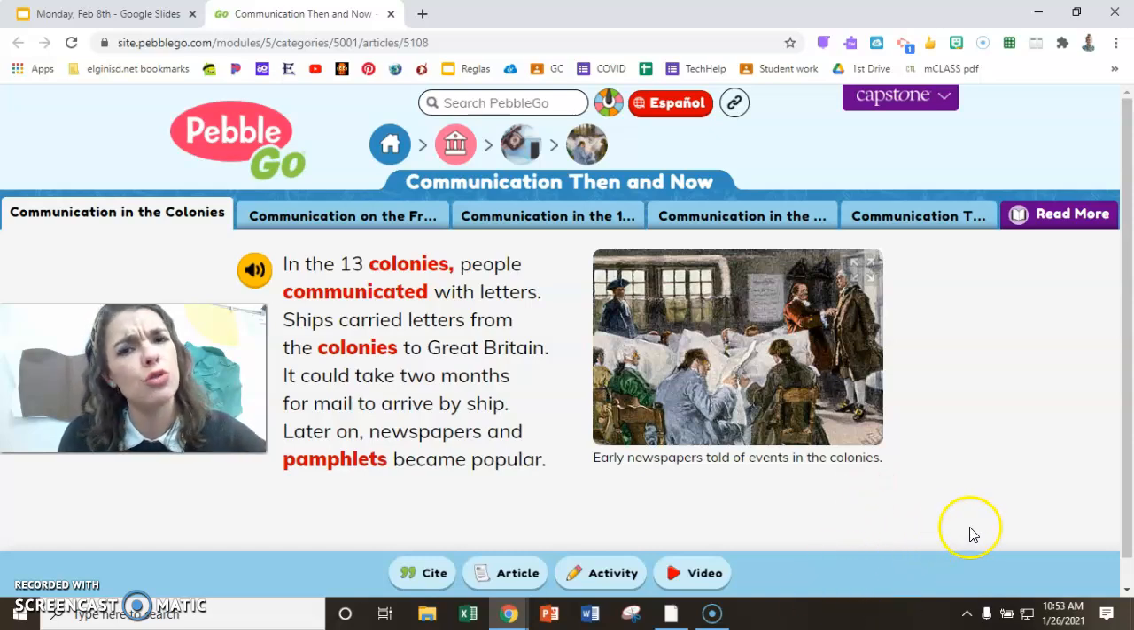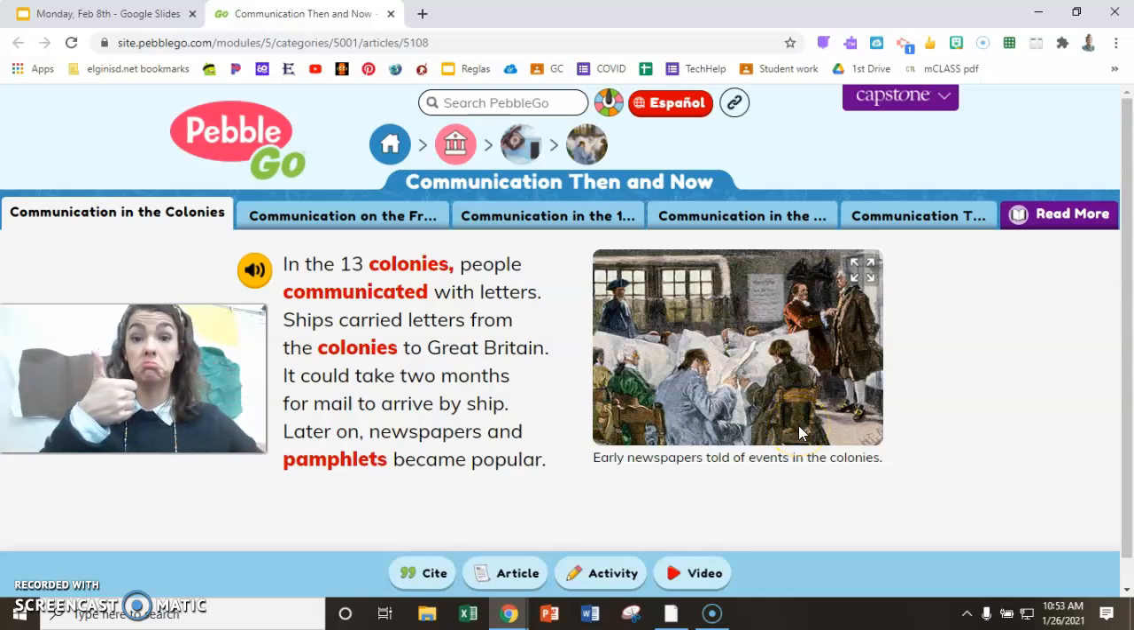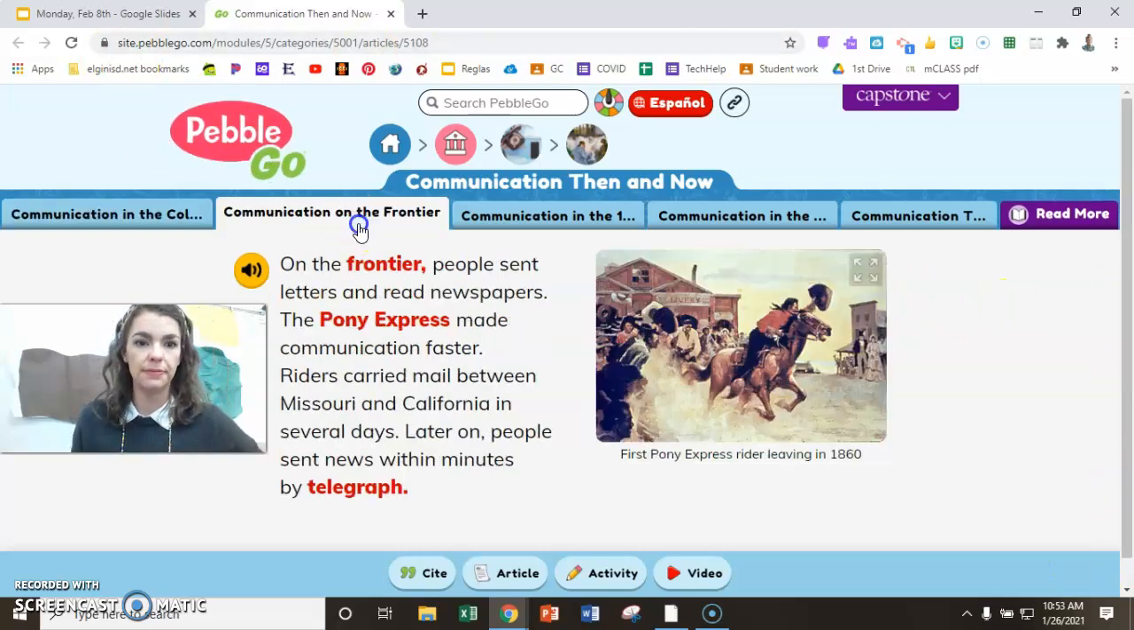Do we still use newspapers today in the present? Yes or no? Yes, we do. Do we still write letters today in the present? Yes or no? We wrote them to Santa Claus, but they don't take 2 months anymore. We're a lot faster with our mail, but we still do write letters, and we still do use newspapers. Let's move to our next page.